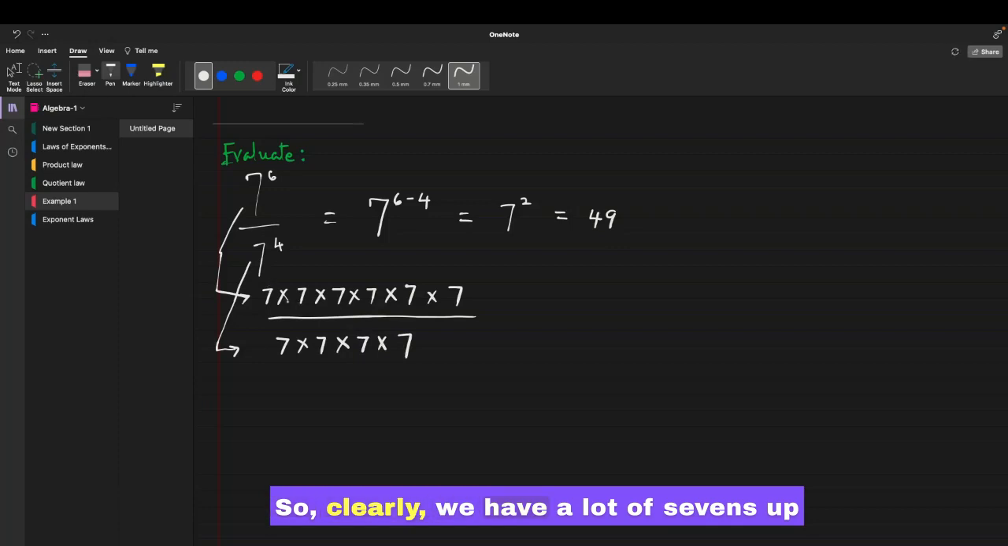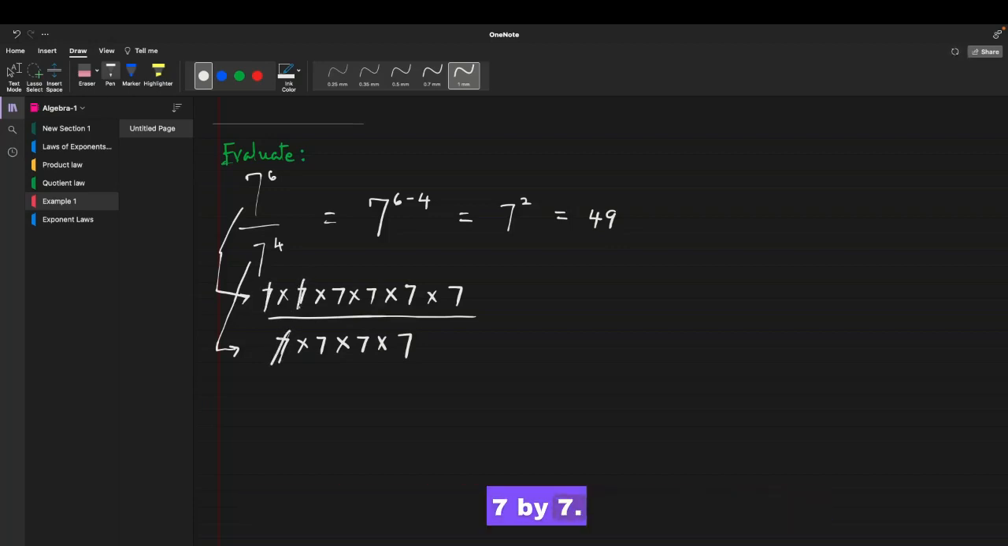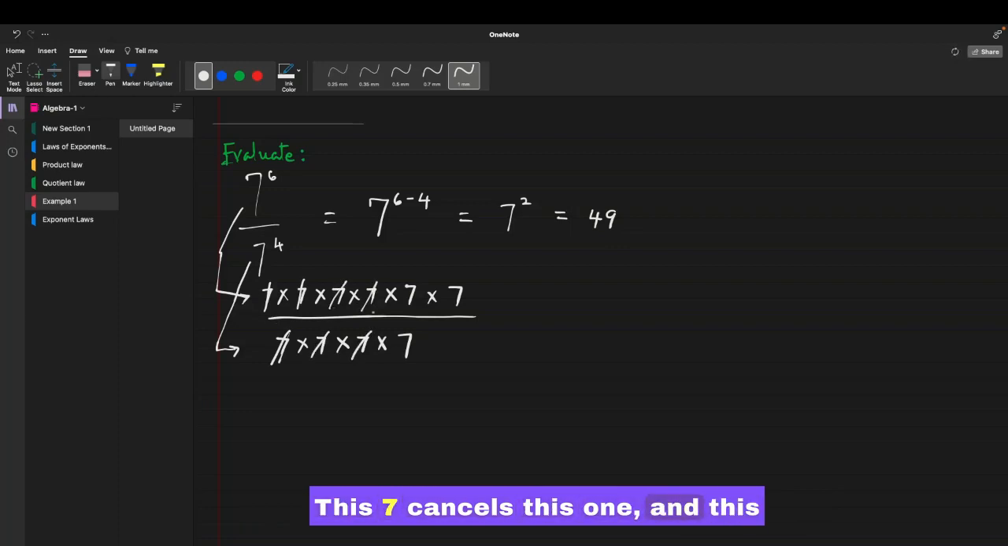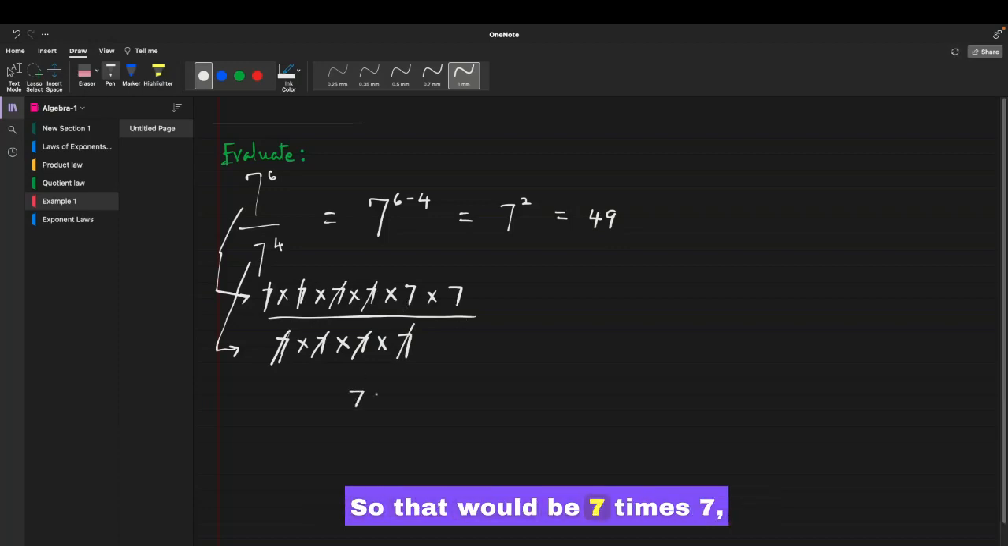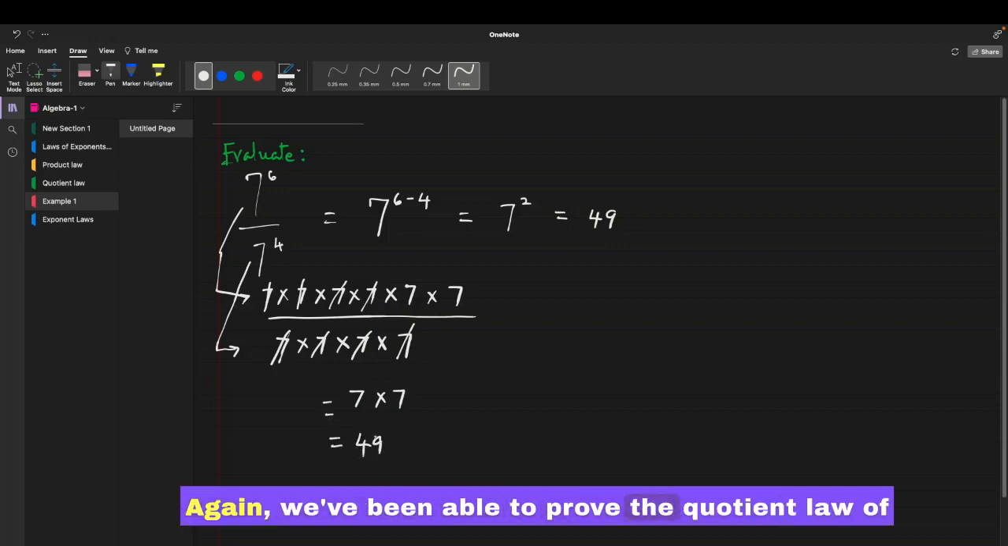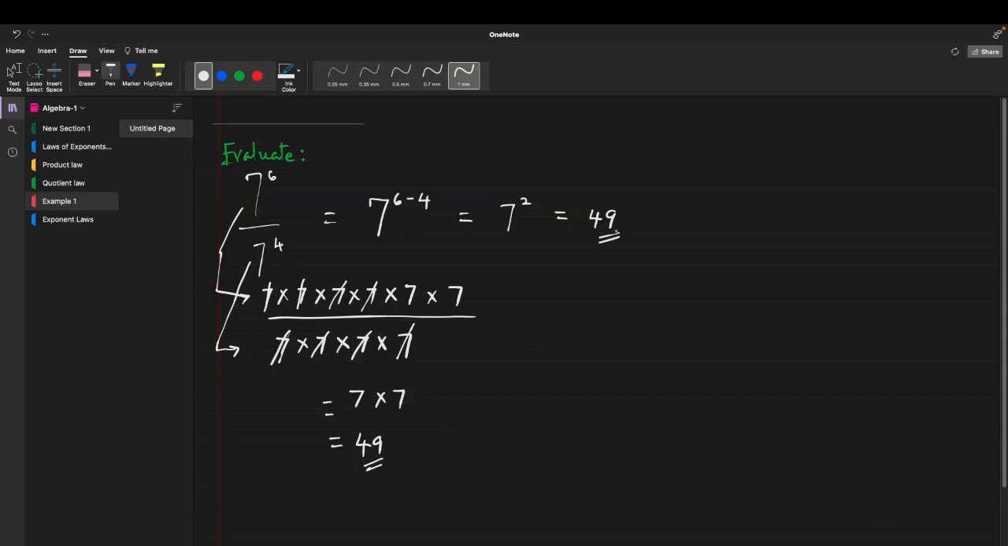So clearly we have a lot of 7s up there and we have a lot of 7s down there, so we can actually cross them out. 7 by 7, 7 cancels another 7, this 7 cancels this one, and this one takes care of this one, right? So that would be 7 times 7, and that's also equal to 49. Again, we've been able to prove the quotient law of exponents because 49 is also equal to 49 here.